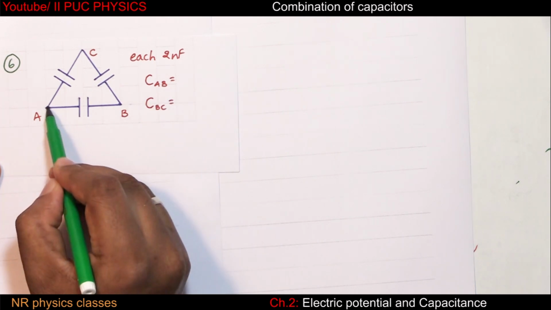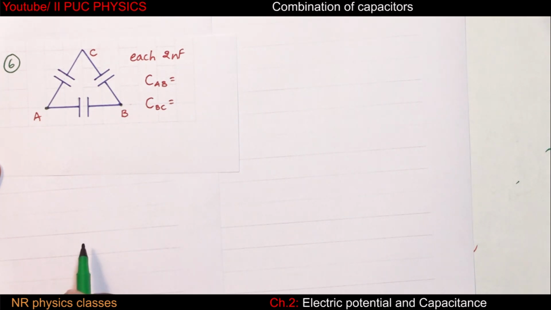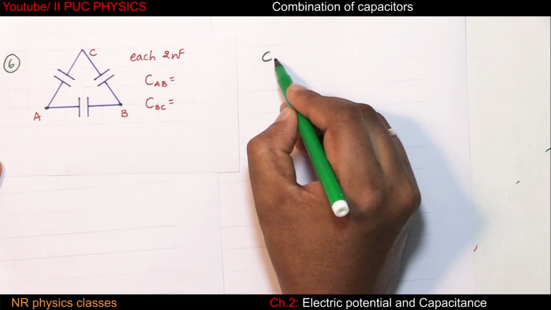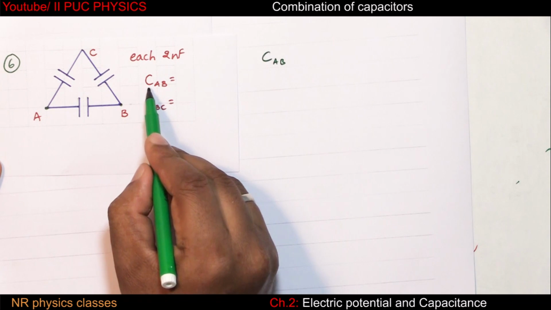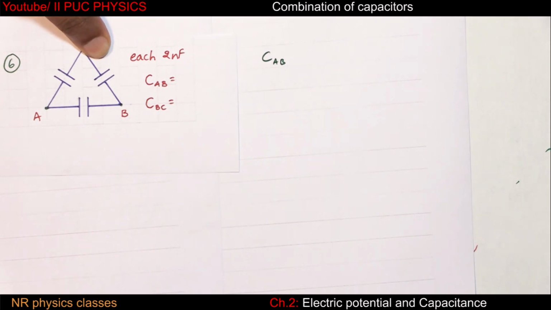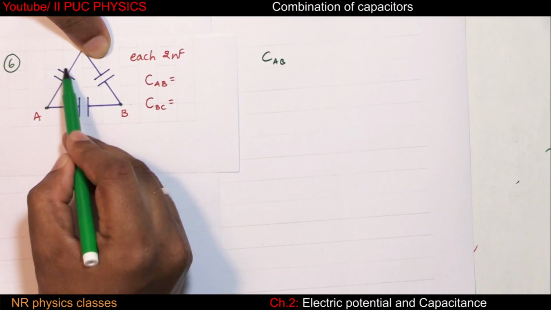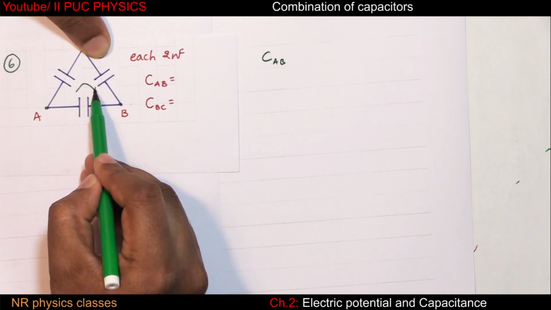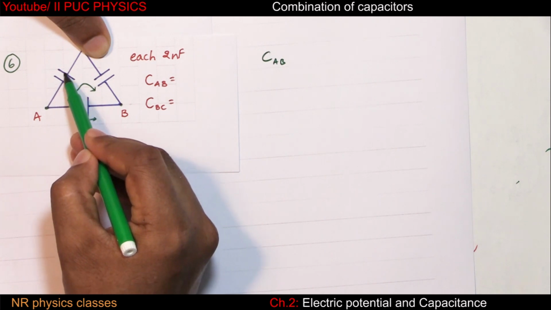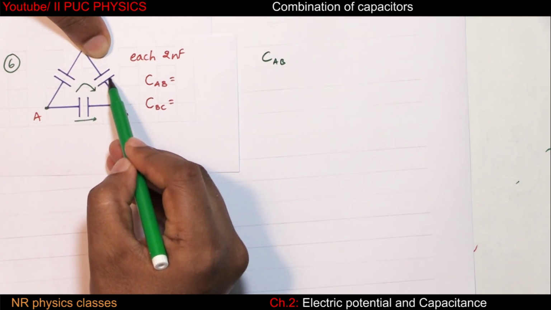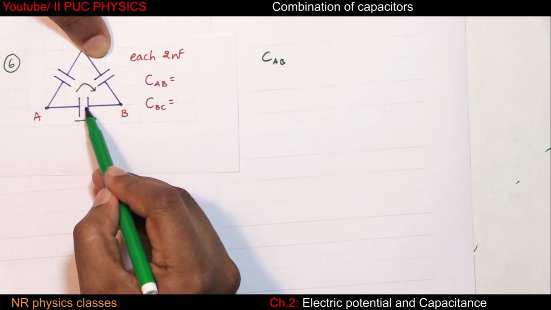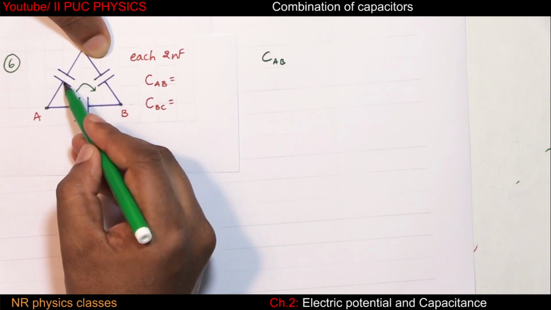CAB. A is here, B is here. I am trying to find CAB between A and B. Between A and B means don't worry about C. Observe, from A to B you can go like this and you can go like this. When we go like this, these two are in series, each equal to 2 nanofarad. So in this path, these two are in series.